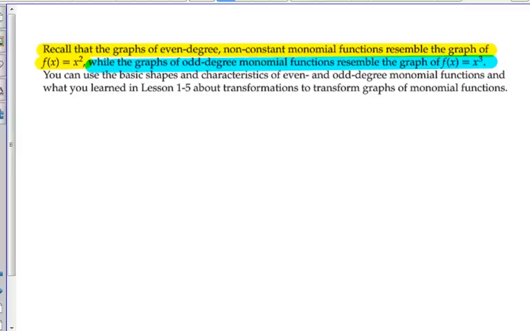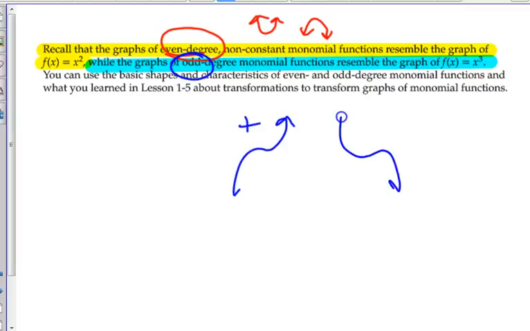All right. Recall that graphs of even degree resemble the shape of a parabola. They either go this way or this way. They could have a bunch of little kinks in the middle, but the end behavior is both ends up or down. Well, anything with an odd degree is this shape if it's positive, this shape if it's negative. Okay?